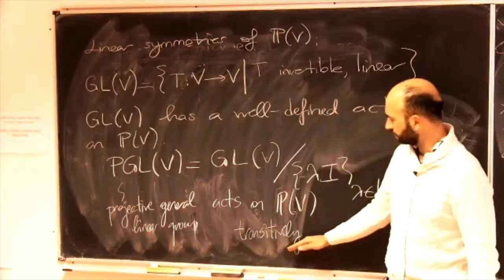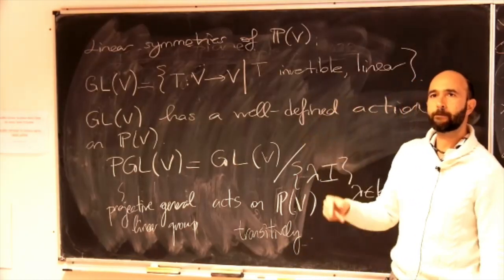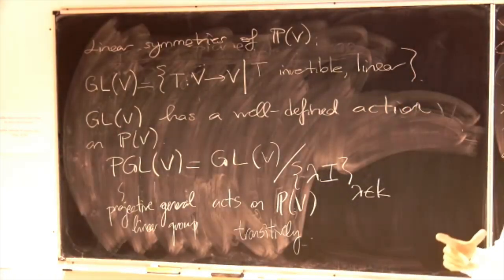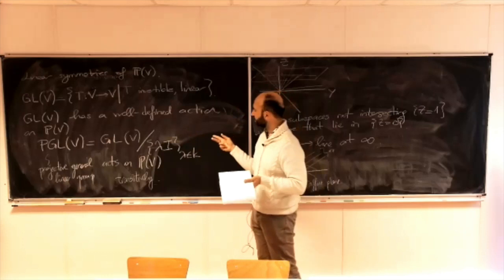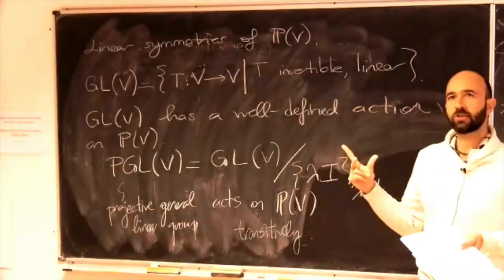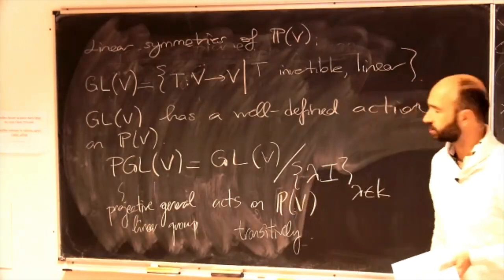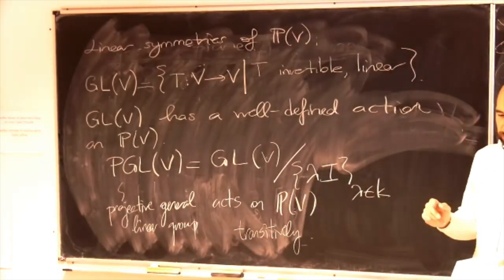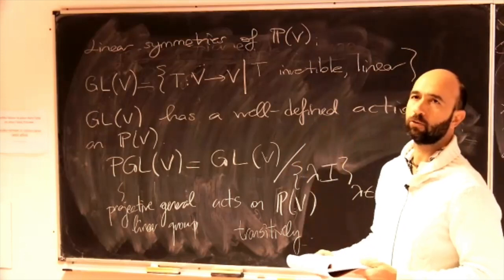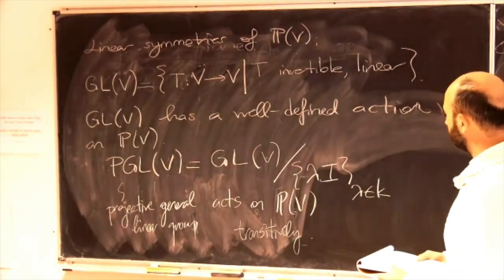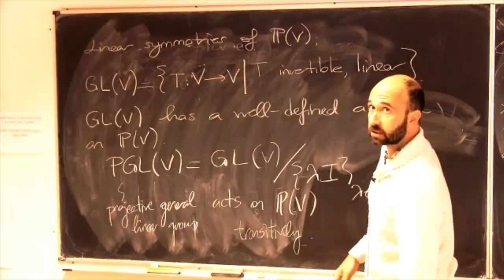About this transitivity, we can say more. Any one-dimensional subspace certainly can be taken to any other, but there is more. In V, any basis can be taken to another basis. So you can say that this group acts transitively on all triples of points which are not collinear, for example. And even more, because of this quotienting by lambda, there's a little bit more that you can say. If you have any collection of four points, no three of which are collinear, you can take that four-tuple to any other such four-tuple. Just to keep in mind, this action of PGL(V) on PV is highly transitive.